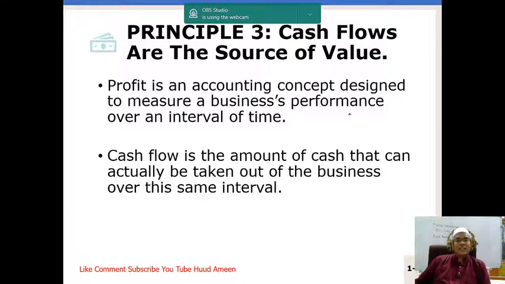Principle 3, cash value and the source of value. Profit is an accounting.